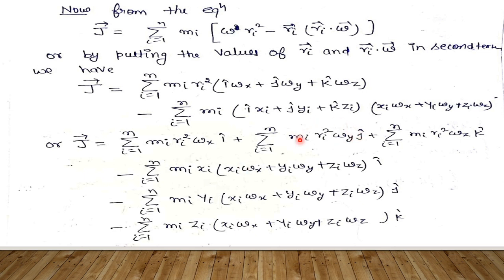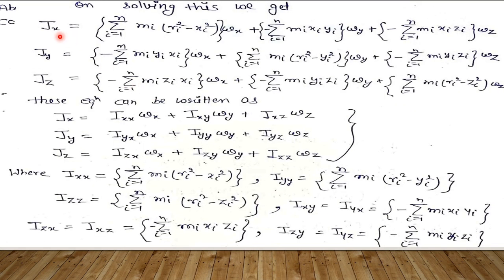Similarly for omega y we have mi ri squared omega y. Here we will have mi, and this is the term omega y. So we will write these terms here, and solving this we have Jx equals summation i equals 1 to n of mi (ri squared minus xi squared) omega x, plus, taking this sign in the bracket, summation i equals 1 to n of mi xi yi omega y, minus, taking this minus in the bracket, summation i equals 1 to n of mi xi zi omega z.